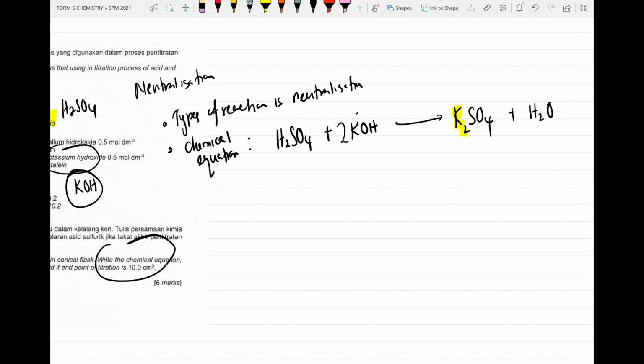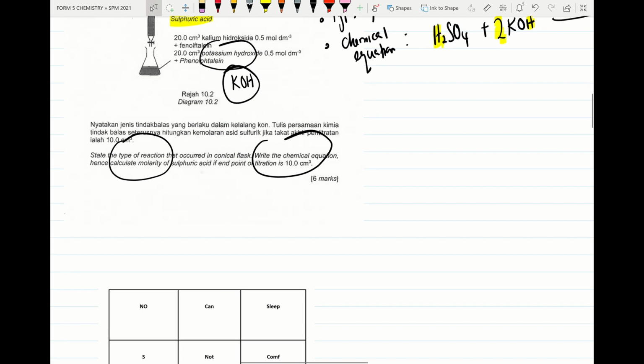And please check the number of hydrogen ions on the left hand side. So here got 2, here got 2, total 4, so I put 2 times 2, 4. Alright, so this is the equation. So we already scored 2 marks here. Alright, next question, we try to check the question.